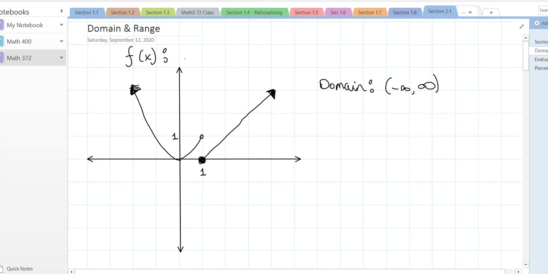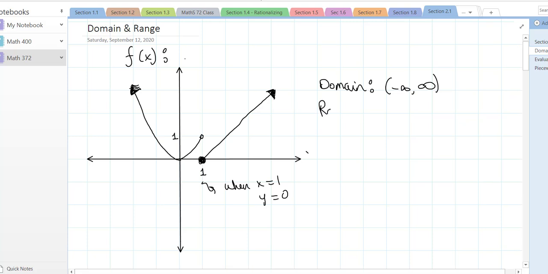It appears that there's no value at x equals 1, but when x equals 1, the y value is 0. So there is a value there, and there is only one value. So this has a value everywhere.